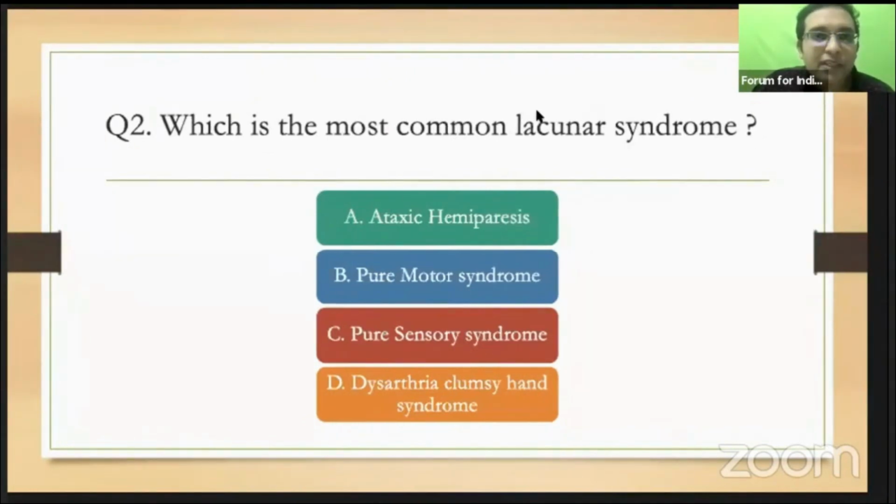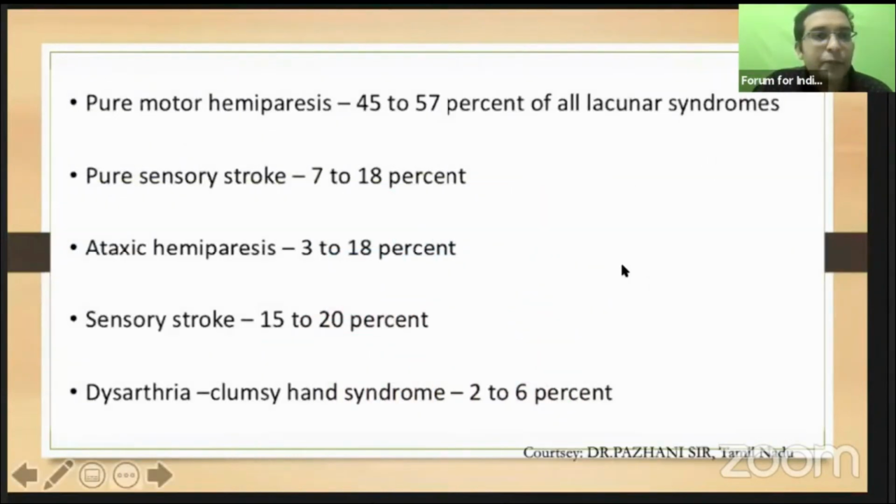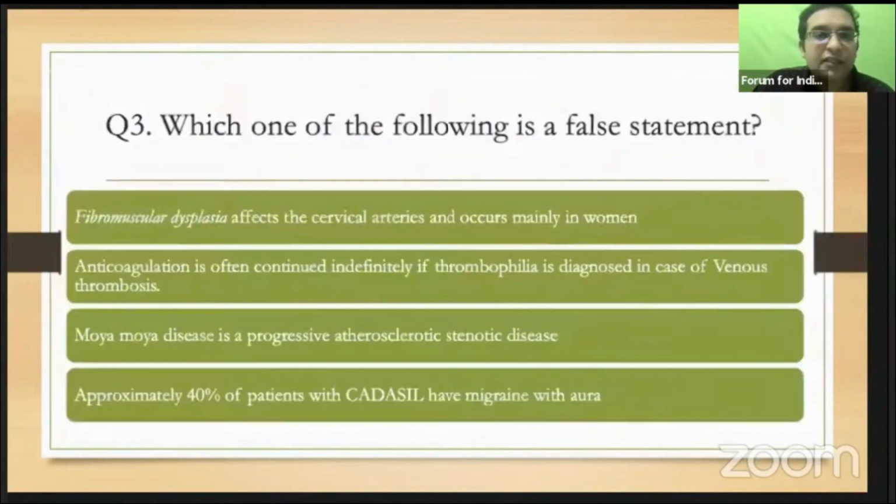The most common lacunar syndrome is actually pure motor syndrome rather than ataxic hemiparesis. In the clinical setting, we get mostly ataxic hemiparesis as a finding, but the most common lacunar syndrome is actually pure motor syndrome. Pure motor has about 45 to 50 percent. That is, half of the lacunar syndromes are due to pure motor hemiparesis. So lacunar syndromes are, as you all know, due to lacunes with size less than 2 centimeters. And that is the thing.